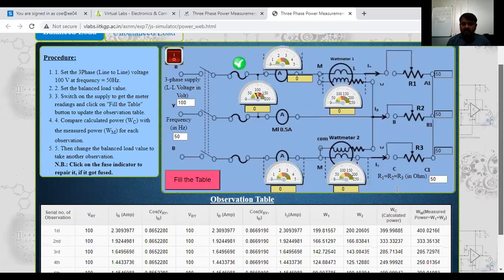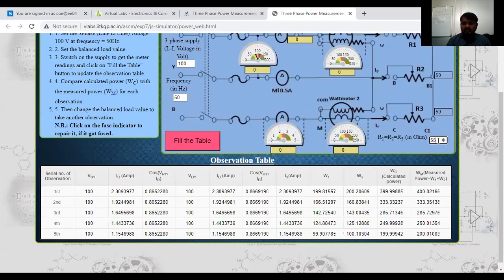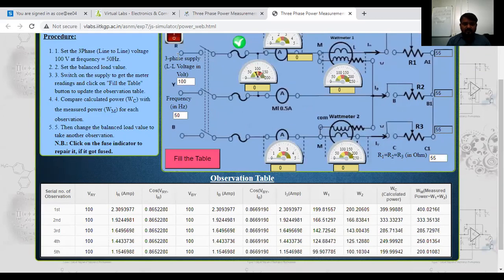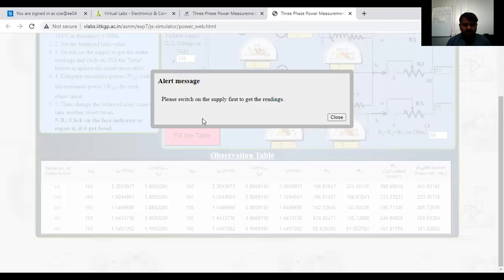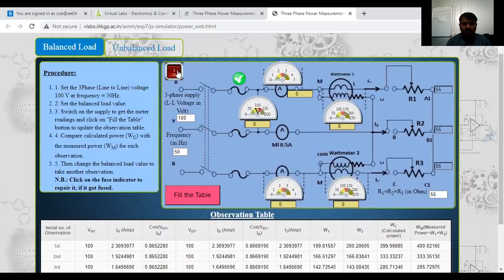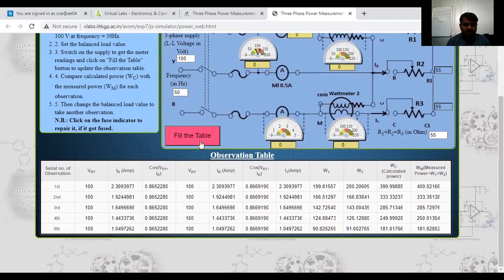So you can take more than this also. You can take a 6th reading, and automatically it will be added. Again, you switch on the supply and fill the table. See here, it will add the 6th one. No, it is not adding. All the tables are filled. Please switch on the supply first. Switch on the supply. Next, fill the table. But they have given only 5 readings here, so up to 5 readings we have calculated.